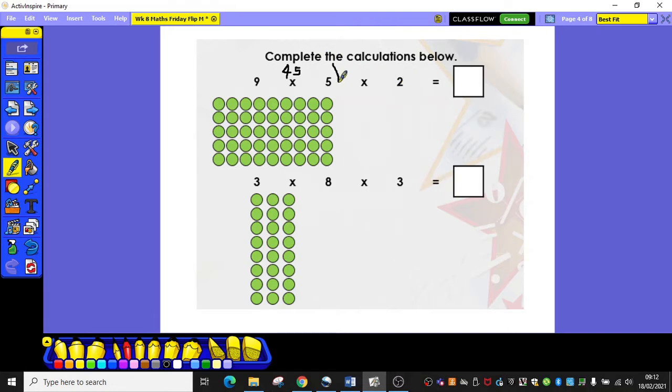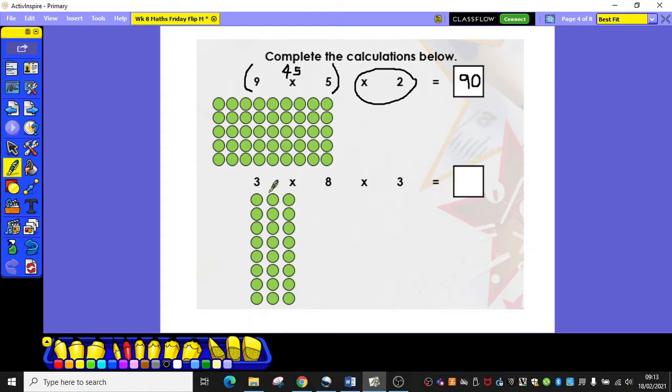Okay, so I can actually draw some brackets around this, just to help my understanding that I've done this first. And this array here, I can see that I've got 5, and I've got that 9 times. Okay, so 45 multiplied by 2 is going to give me the answer 90. Okay, not too difficult that one, because effectively when I'm multiplying by 2, I'm doubling the number.